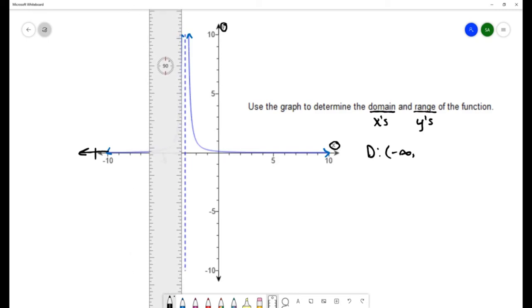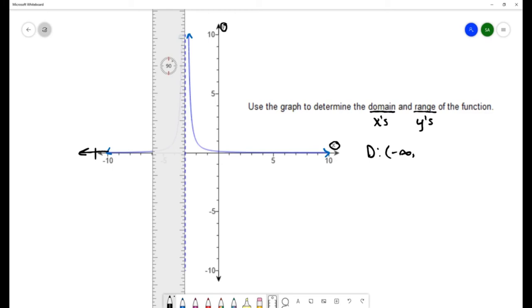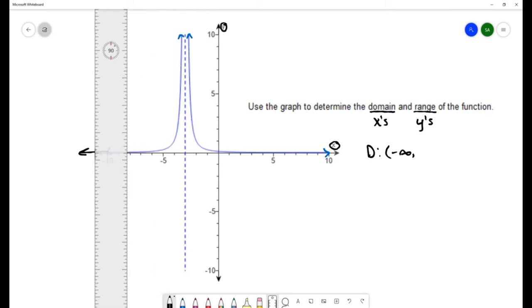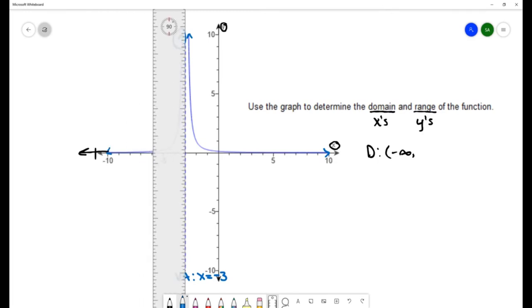When I get to this dotted line, I have to know what that dotted line is. That is a vertical asymptote. And this particular vertical asymptote is at x equals, looks like, -3. So on this portion of the line up here, the graph is getting closer to that dotted line without ever touching it. Because we never touch that dotted line, we have a break in our domain. So our domain is going to stop at that -3.